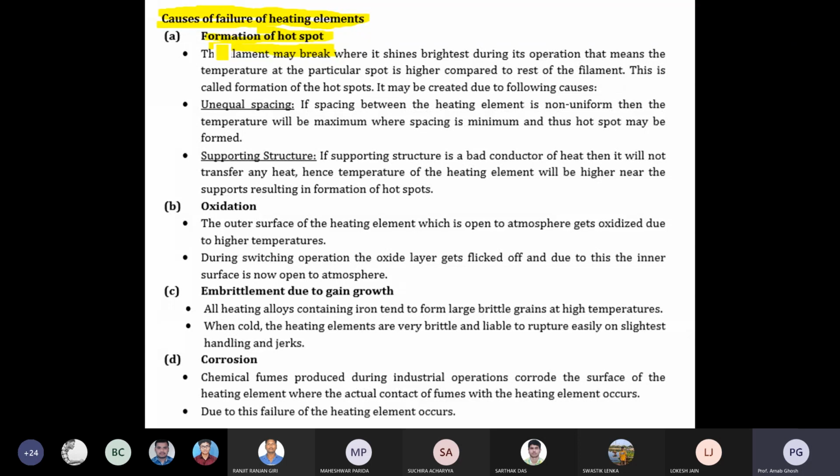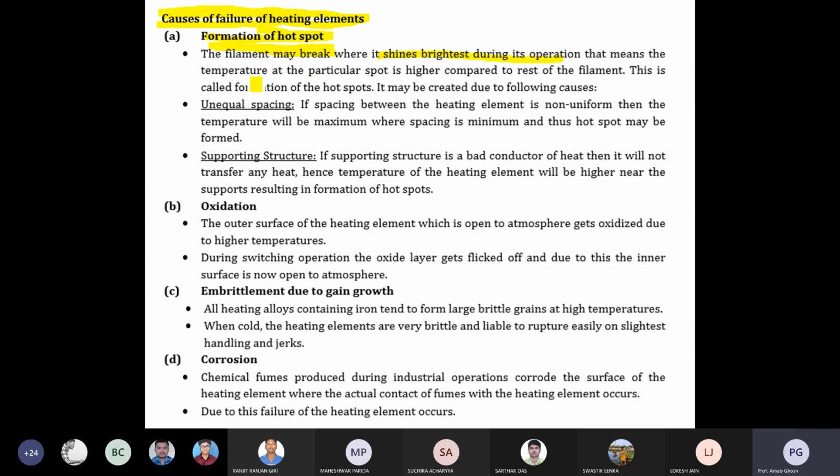In the case of coils, you can see that the heater has electrical coils, that means resistance. Current is flowing through the resistance, so by the I squared R T law, heat energy in joules is developed. If there is uneven distribution of that electrical heat energy, it may damage the filament. The filament may break where it shines brightest during its operation.